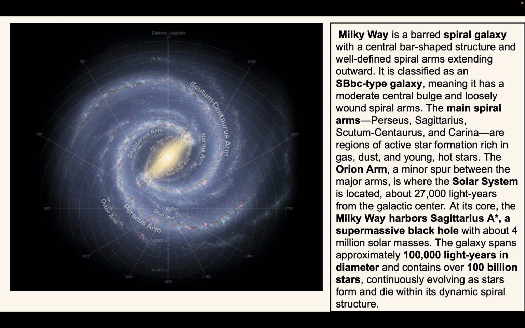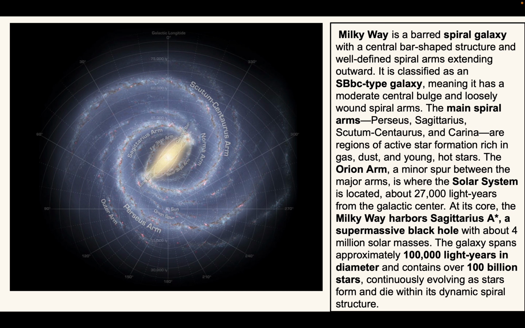Then we discussed our own Milky Way. Our own Milky Way has main spiral arms, and between the main spiral arms there are minor spurs, or minor arms, you can say. The main spiral arms are the Perseus arm, Sagittarius arm, Scutum-Centaurus arm, and the Carina arm. These spiral arms are regions of active star formation, and they contain gas, dust, and also young hot stars.